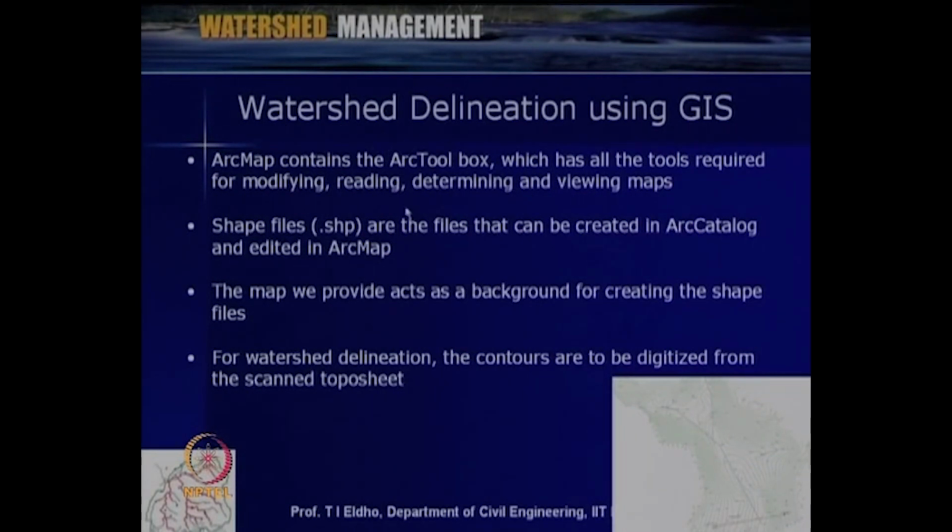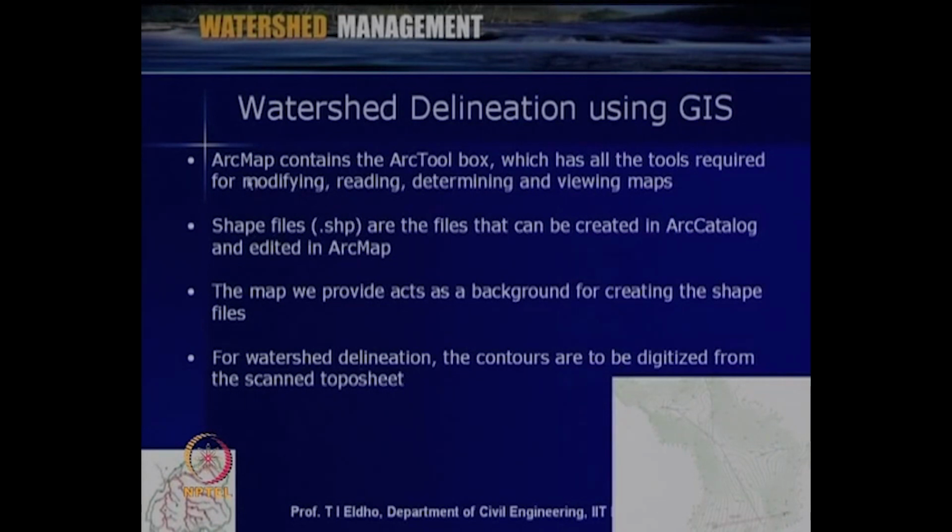Now let us look into the various procedures we adopt for watershed delineation. ArcMap contains a tool called ArcToolbox, which has all the tools required for modifying, reading, determining and viewing the maps. As I mentioned, these details are available on the Esri website. Viewers can directly go to the Esri website and get these details, and the toolbox is also given. From that you can easily identify how the watershed delineation is done using the ArcGIS software.